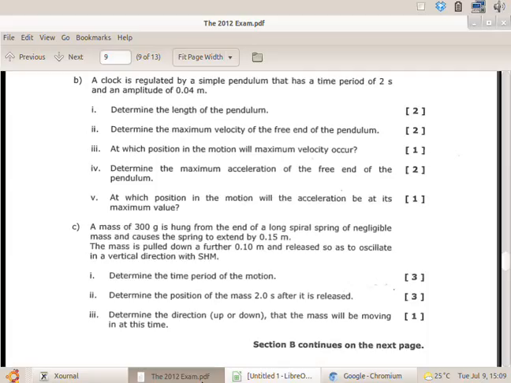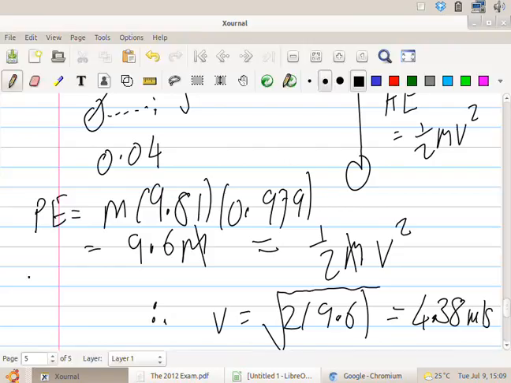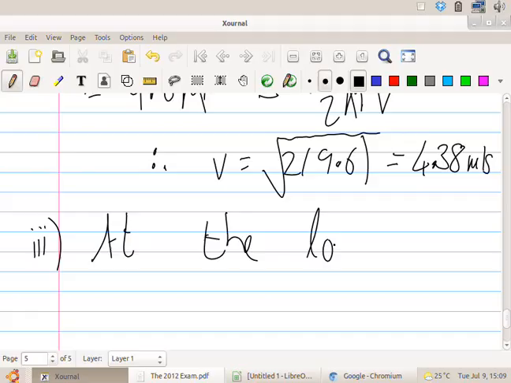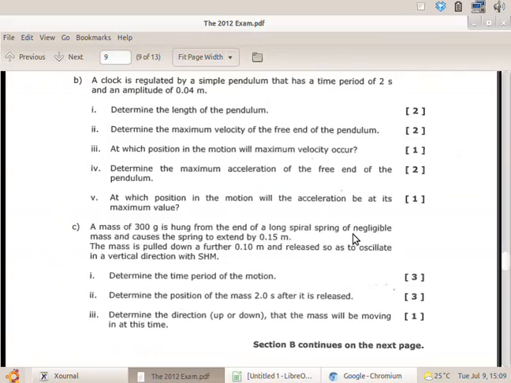We know the maximum velocity happens where? In the middle, or in other words, at the lowest point. That's when the velocity is maximum. So the answer for part 3? At which position? At the lowest point. Okay, there's only 1 mark. You can't say when it's reached the amplitude. No, that wouldn't be clear enough. I know what you mean when you say that, but in the exam I don't think it'll be clear enough.